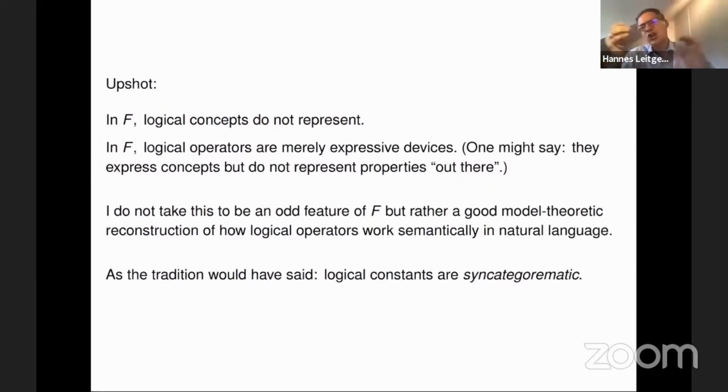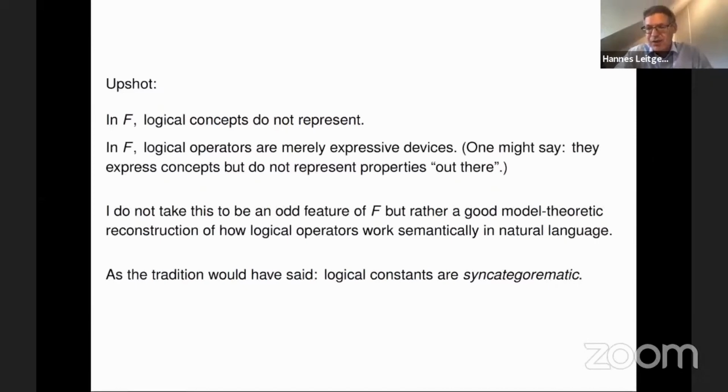And now you might say, yeah, sure, Hannes, you've built this weird framework. Sure, you can make anything happen, but why should that be interesting? That's really odd, okay? But I want to say this is not an odd feature of the framework, but rather, I hope, a sufficiently good model theoretic reconstruction of how logical operators work semantically in natural language, or at least in certain fragments of natural language, and in many of the formal languages that we're interested in.